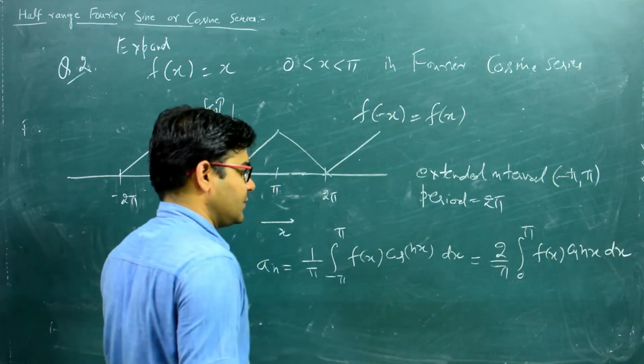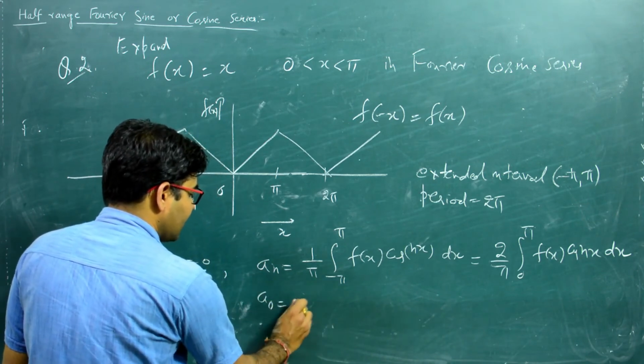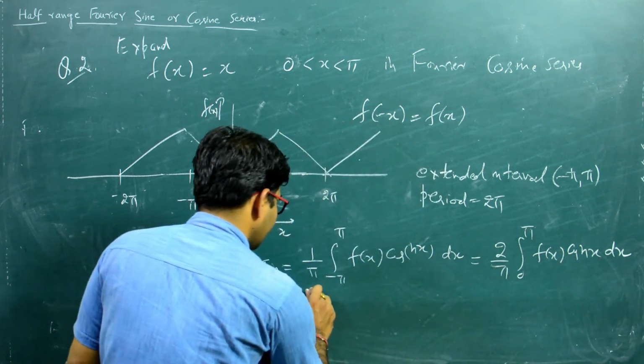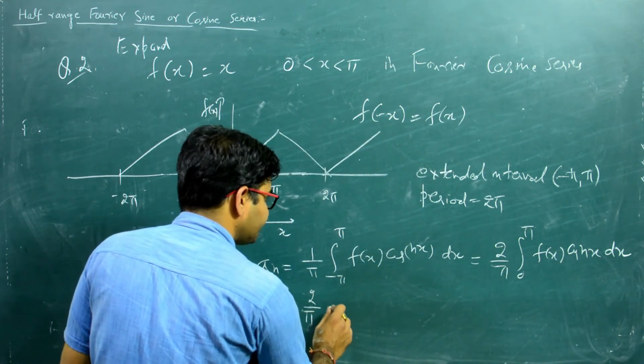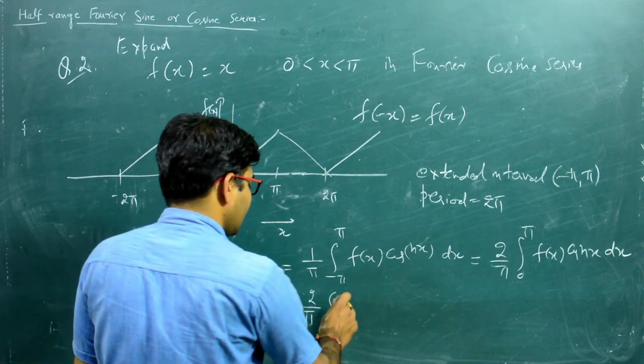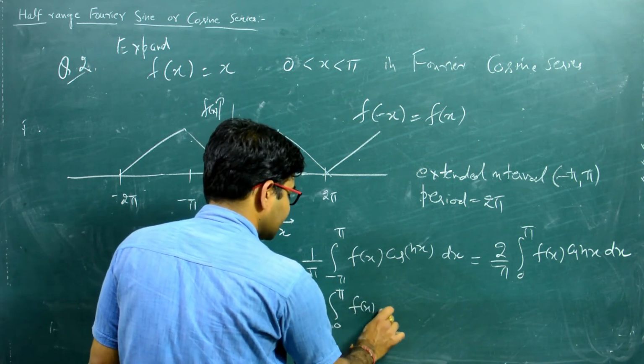So we have to solve this. For a_0 we'll solve separately, because if I put n equal to 0 here, cos(nx) will become 1, and this will give me 2 by pi, integral from 0 to pi of f(x) dx.